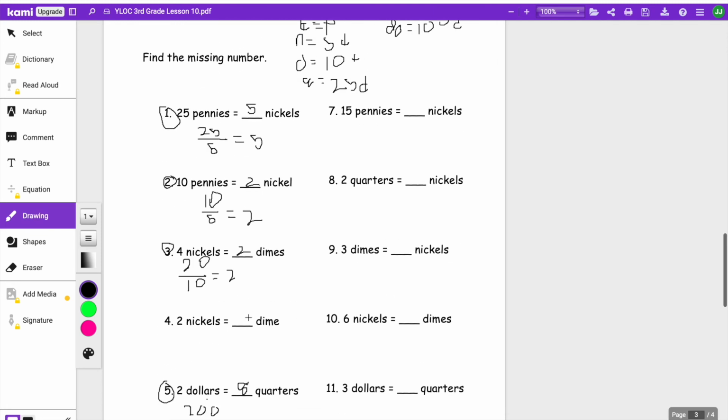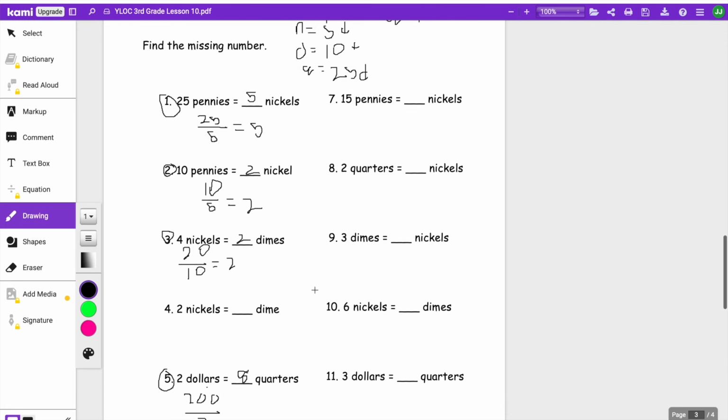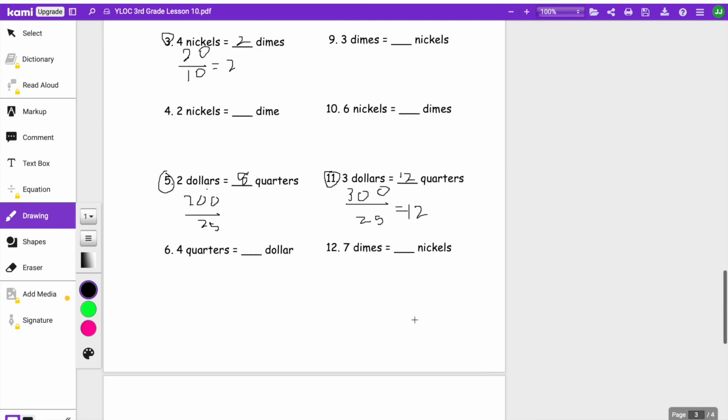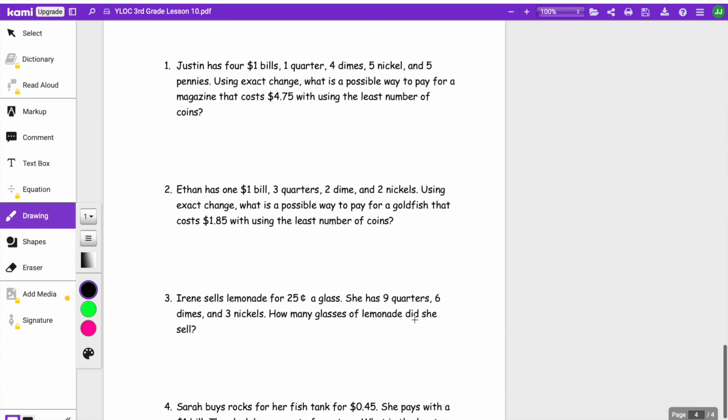And then we'll do 11. $3 is equal to how many quarters? That's 300 cents divided by 25. And since we know that $1 is 4 quarters, we do that times 3, so you would get 12. So $3 is equal to 12 quarters. Alright, well, let's move on to word problems. But since you guys did so good for the other ones, we'll just do one.